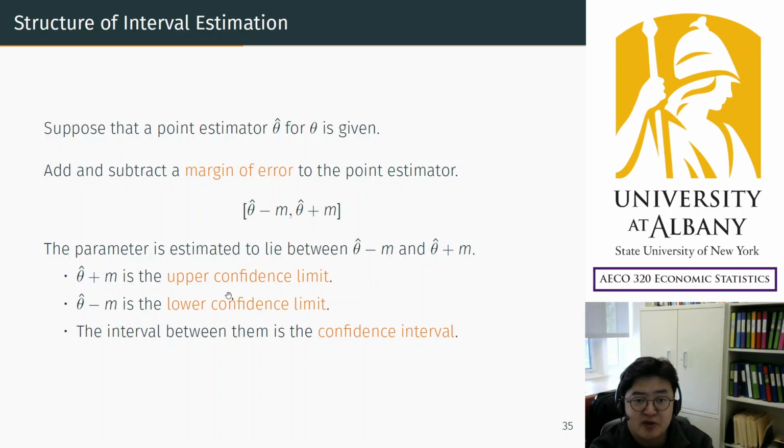So you may interpret it this way. When I say this is my interval estimator, I'm saying that the true parameter will be in between these 2 points on this interval. We say theta hat plus M is the upper confidence limit, and theta hat minus M is the lower confidence limit, and the interval itself is called the confidence interval. I am confident that the true parameter will be in between these 2 points. So we say it is the confidence interval. And the structure is pretty straightforward.